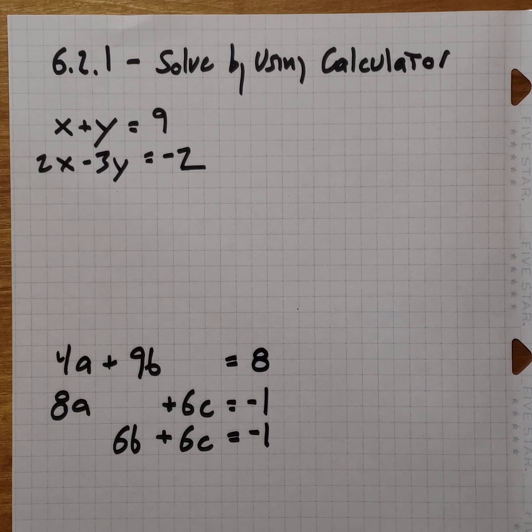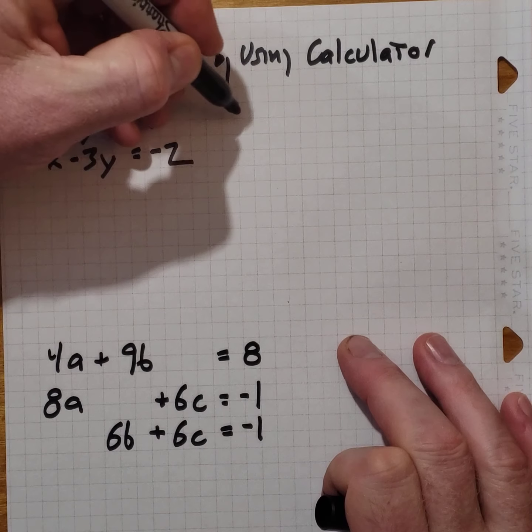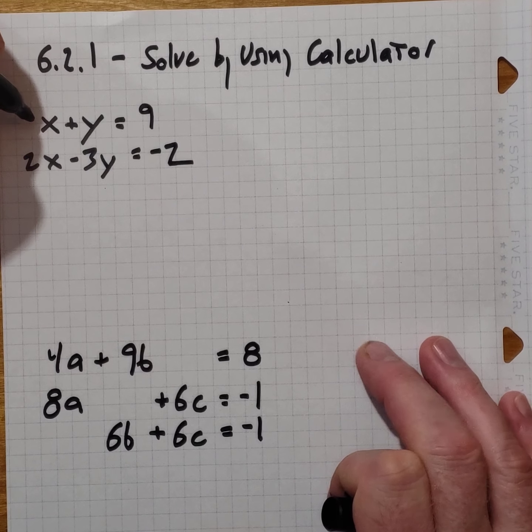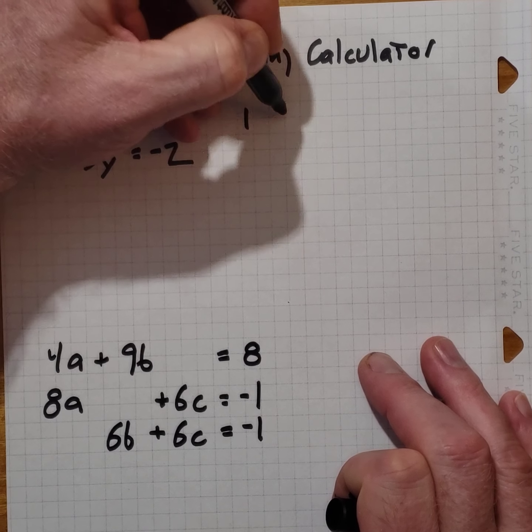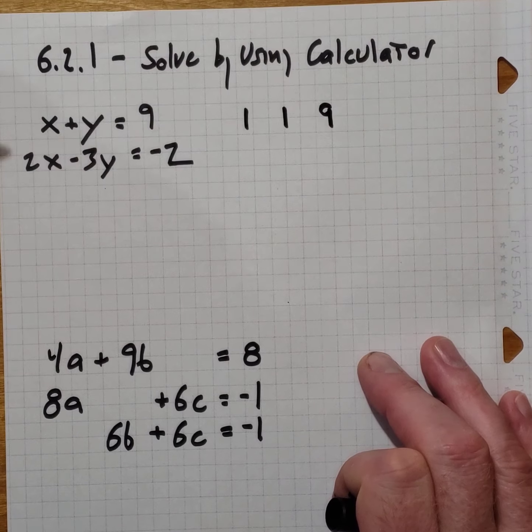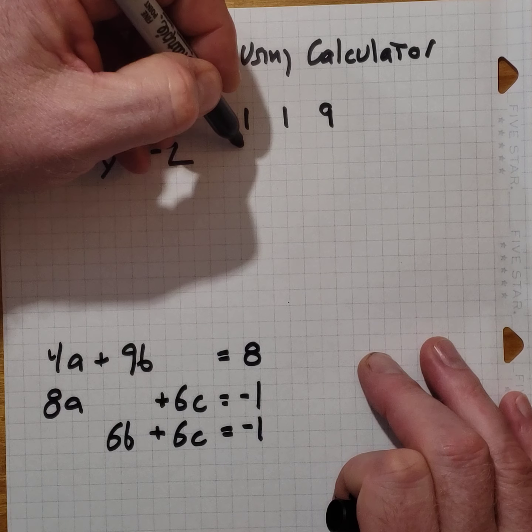And just like when we use synthetic division, we didn't have to write x squared and x cubed and all of those. We just let where the number was in the arrangement tell us what the power of x was. We're going to do the same thing here. I'm just going to look at the coefficients. 1x plus 1y equals 9. So 1, 1, 9. And then 2, negative 3, negative 2.